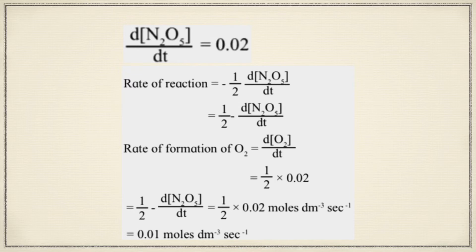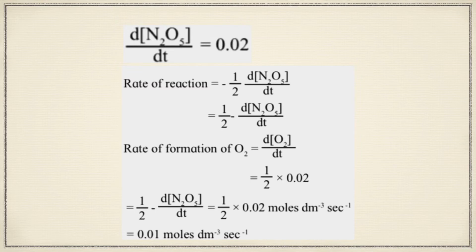So the rate of the reaction is simply equal to what? Minus 1 upon 2 d by dt of concentration of N2O5, by the relation which was written in the previous slide. You just have to multiply it by 0.02. So it will be 1 upon 2 into 0.02 that will give me the answer.